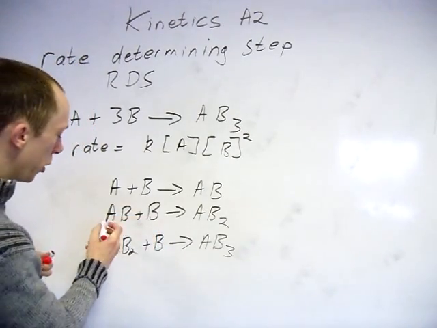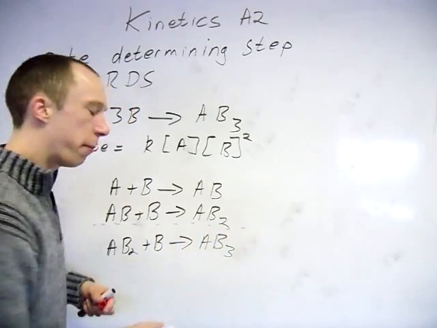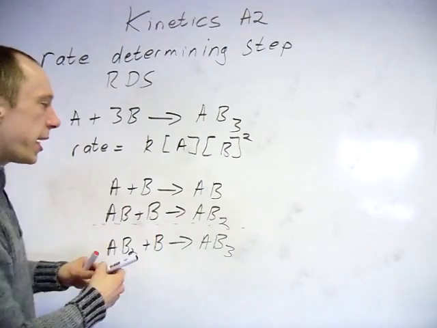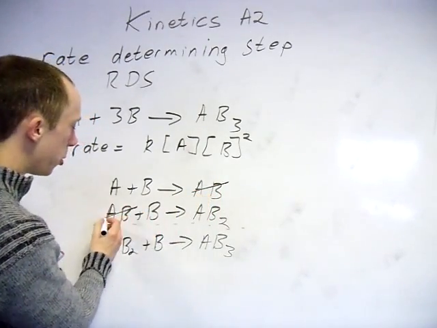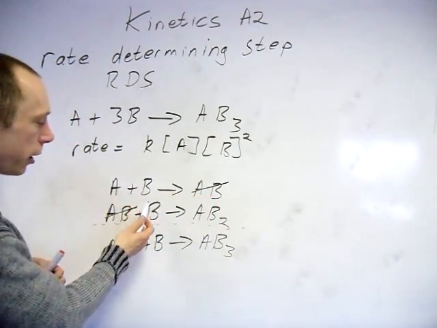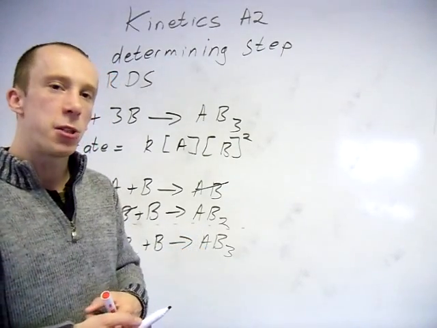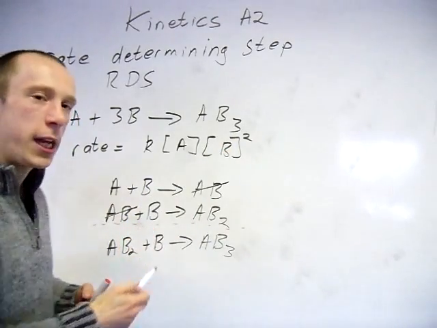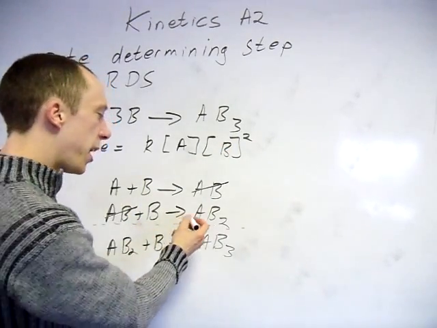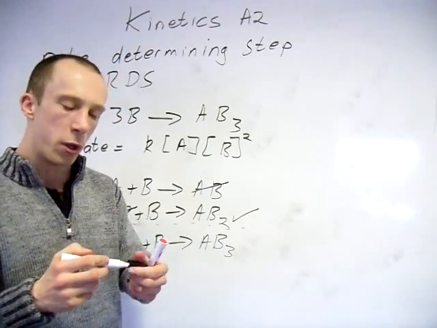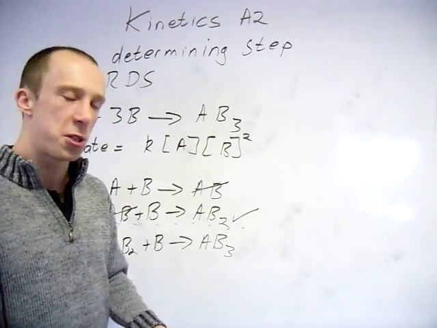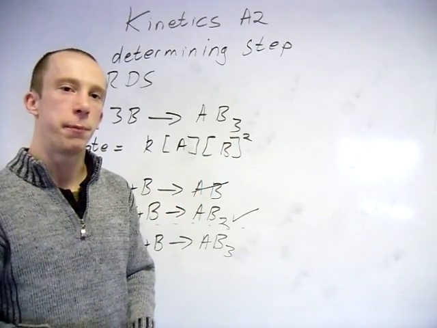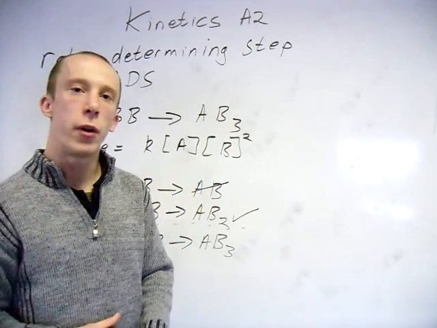So what you would therefore do is drop down to the next step and you would combine the first two steps. You'll notice the A and the B and the A and the B would cancel each other. So we're left with A plus 2B goes to AB squared. So 1 A, yes. 2 Bs, yes. So the rate determining step is line 2. And the reason why, very simplistically, is because the ratio of these matches the rate equation. And that is it for A2 Kinetics.